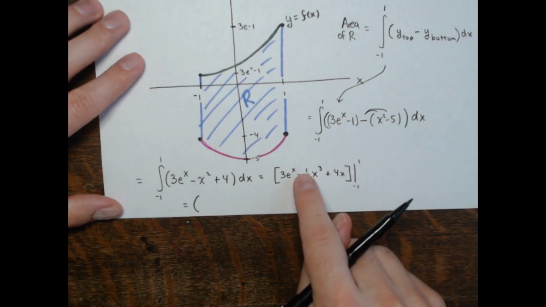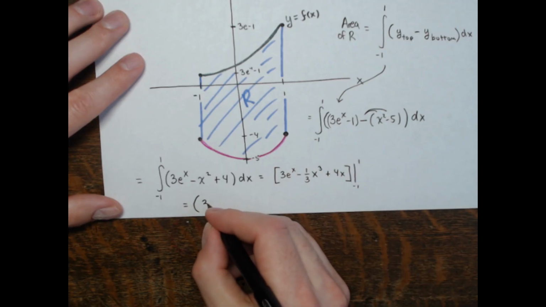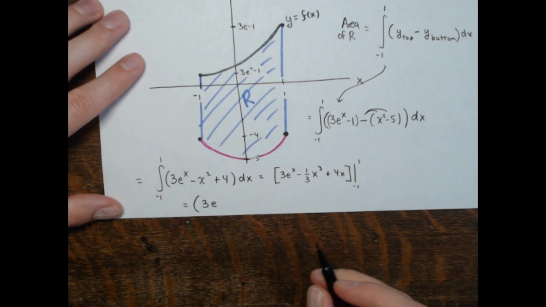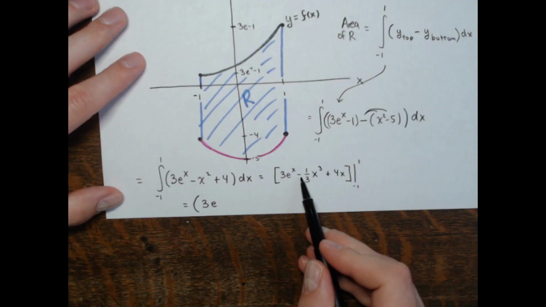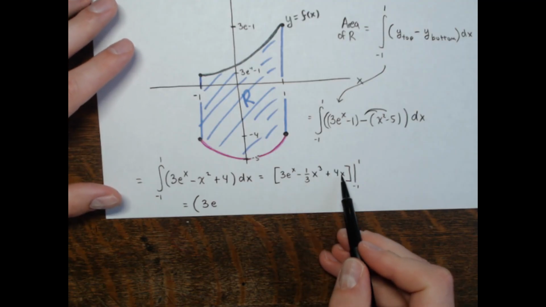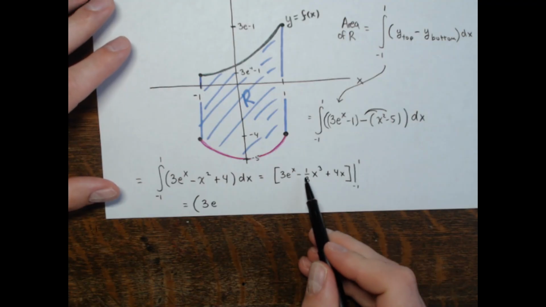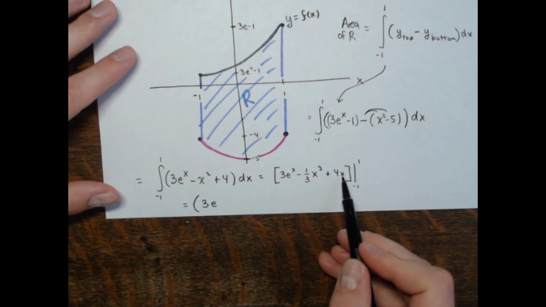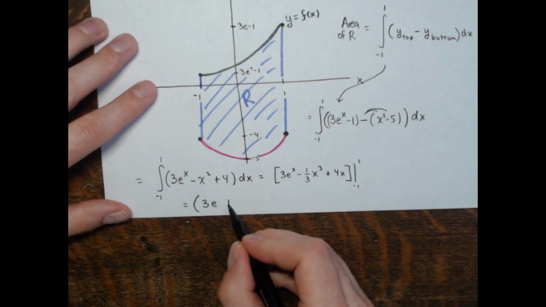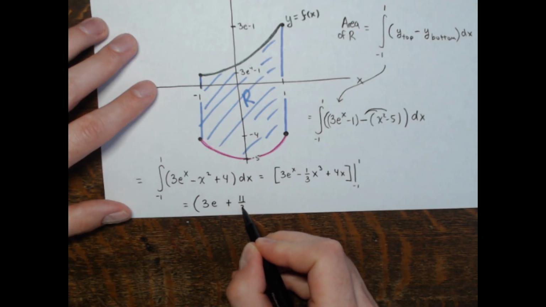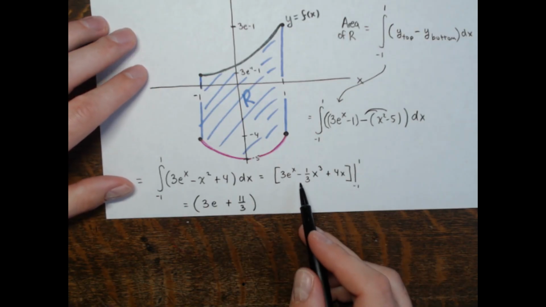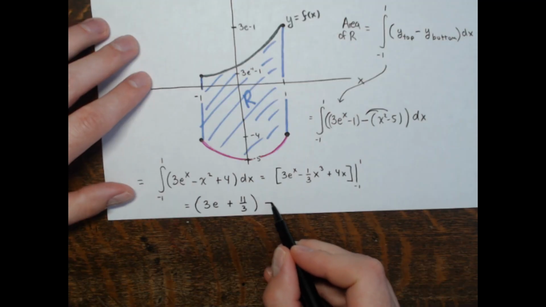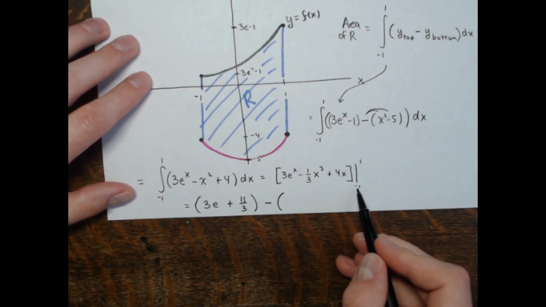where I plug in the upper limit. So that's going to be 3 times e to the first, so 3e. And then when I plug in one of these others, it's going to be -1/3 plus 4. So -1/3 plus 12/3. So that'd be +11/3. So there's the value of my antiderivative at +1. Then subtract from that the value at -1.